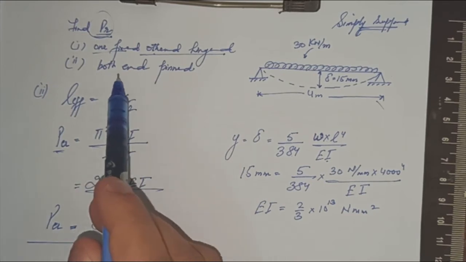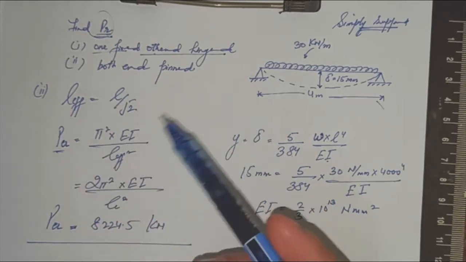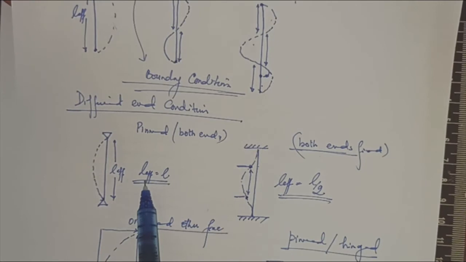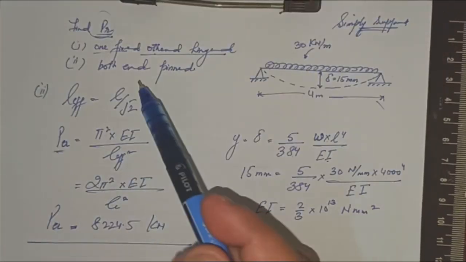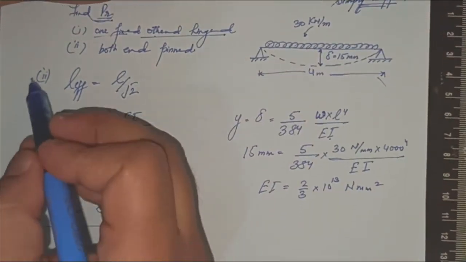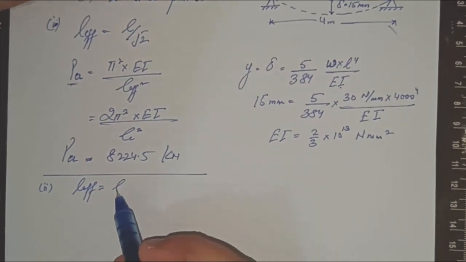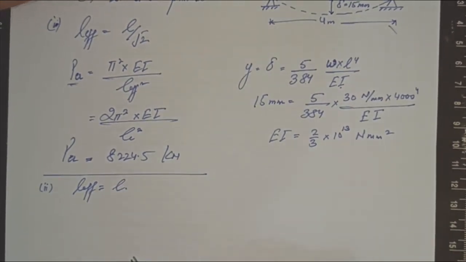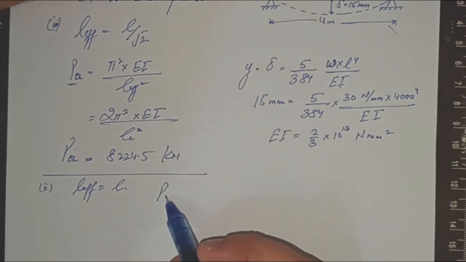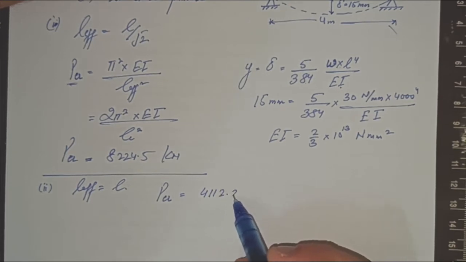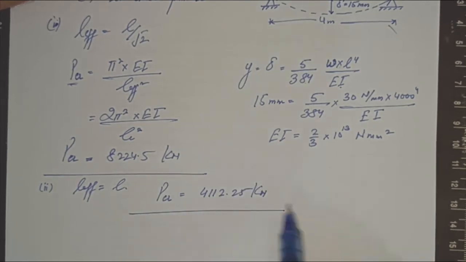Further, there is one more condition where both ends are pinned. So you can very easily do it. You know now that for the pinned condition, as we have seen earlier, both the ends are pinned, and we have L effective equal to L. So for the second case, my L effective will be equal to L, that is 4000 mm, and so my critical load comes out to be 4112.25 kilonewtons. So these are only the theoretical values.